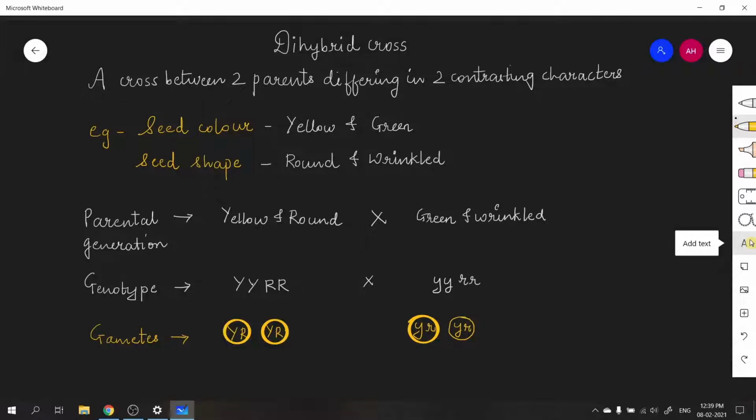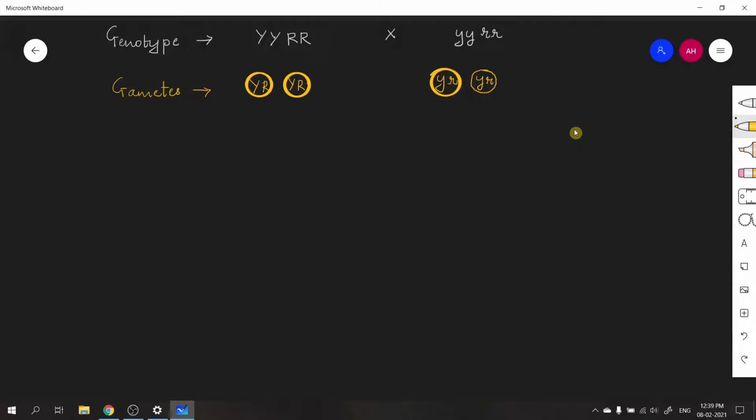Now our next step will be to find out the F1 generation. So I'm going to just slide this up a little bit, and let us write down the first filial generation or the F1 generation. Alright. Now to find out the F1 generation, you can either use a Punnett Square or the checkerboard method, or you can simply use a cross method. So I'm going to show a cross method here for F1 generation, and I'll go for Punnett Square for the F2 generation.